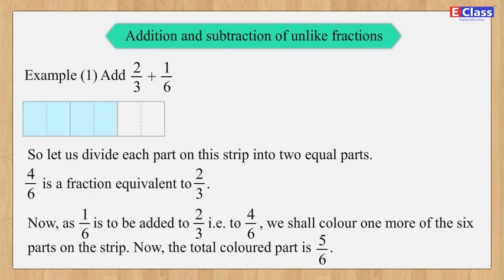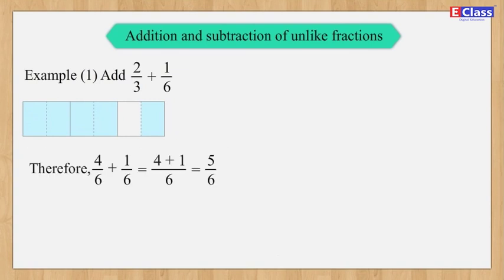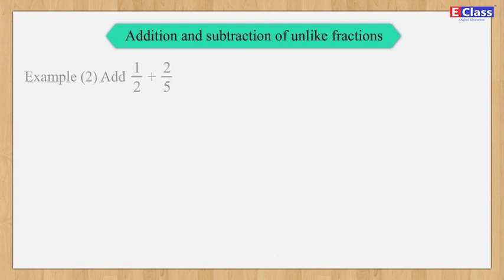Now, as 1/6 is to be added to 2/3, that is, to 4/6, we shall color one more of the 6 parts on the strip. Now, the total colored part is 5/6. Therefore, 4/6 plus 1/6 is equal to (4 plus 1)/6, which is equal to 5/6. That is, 2/3 plus 1/6 is equal to 5/6.